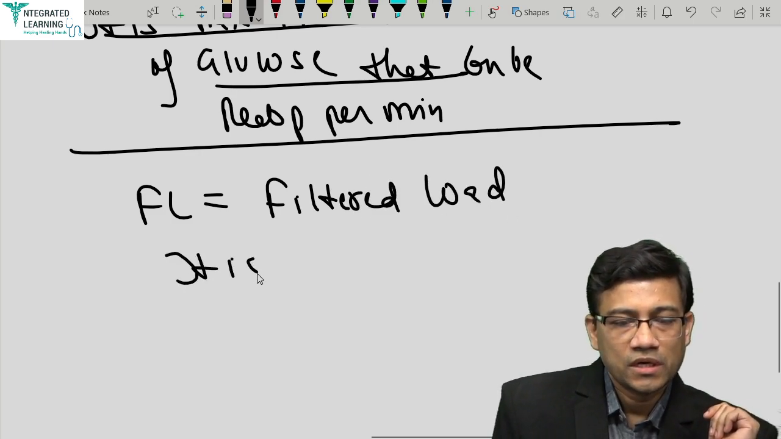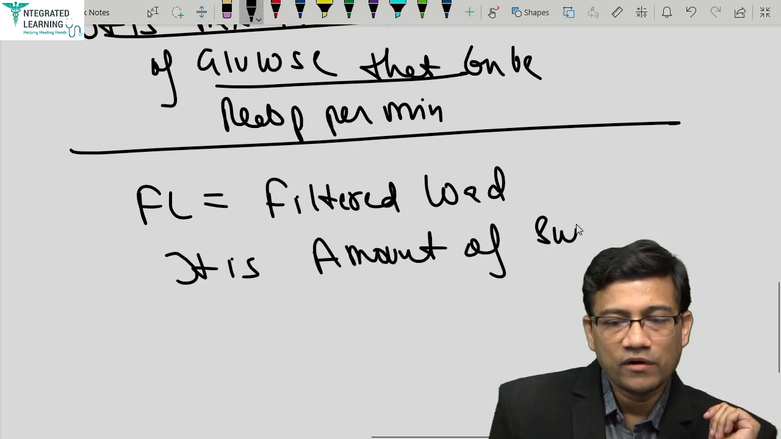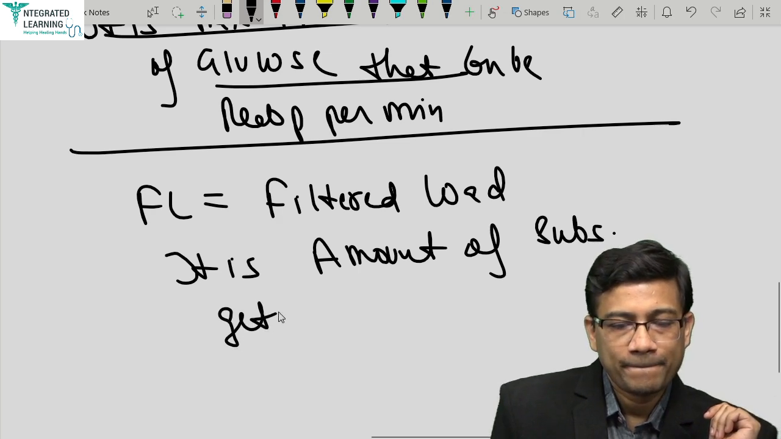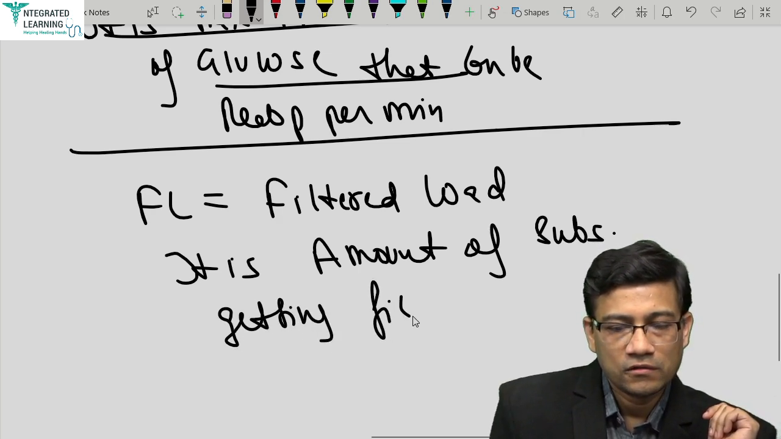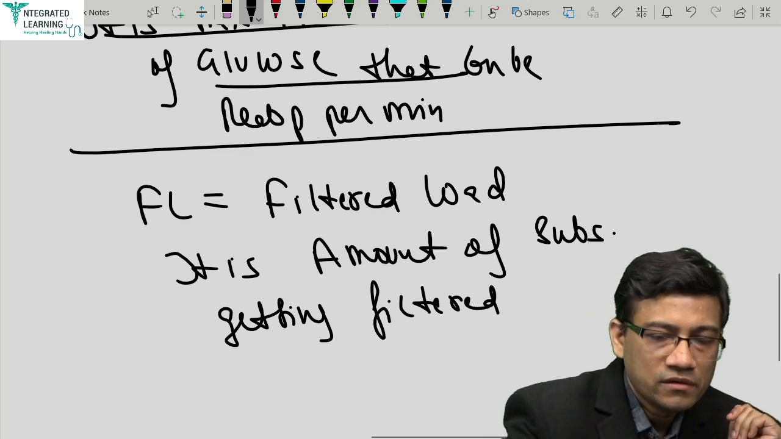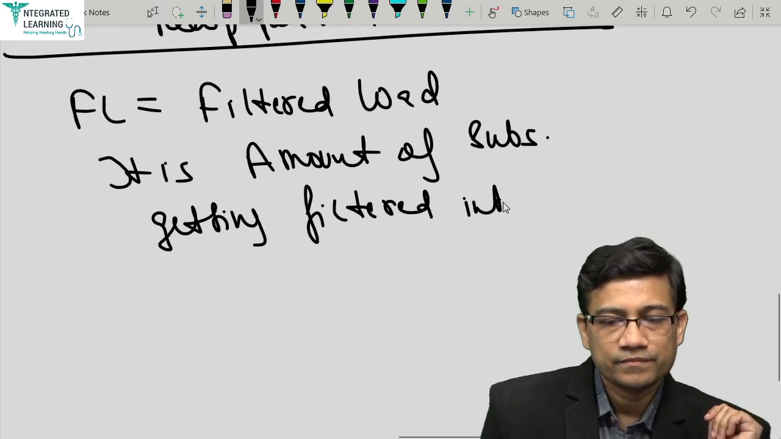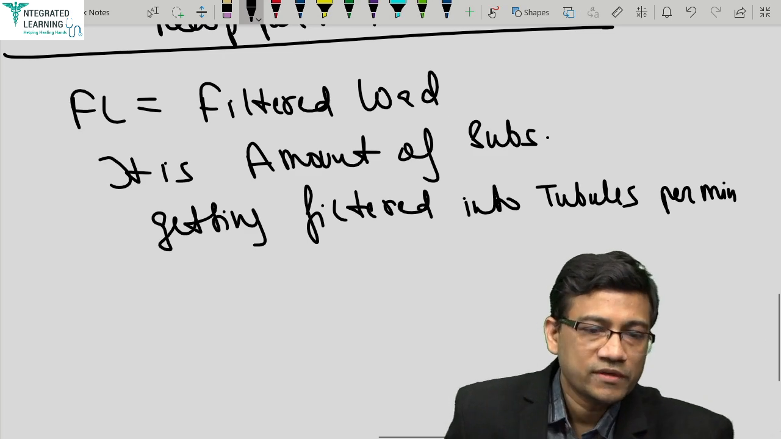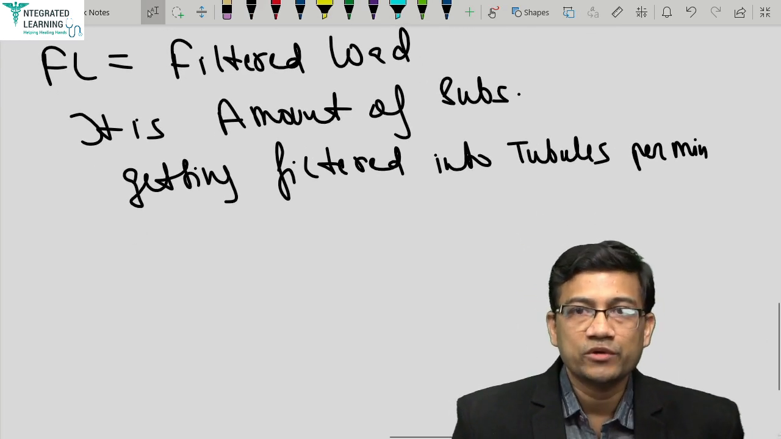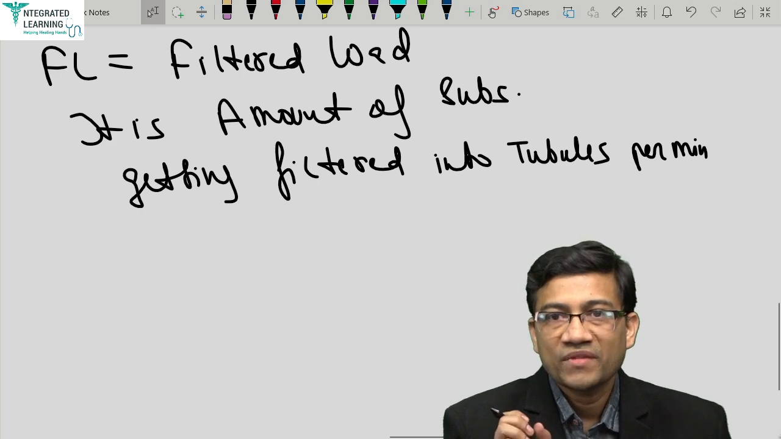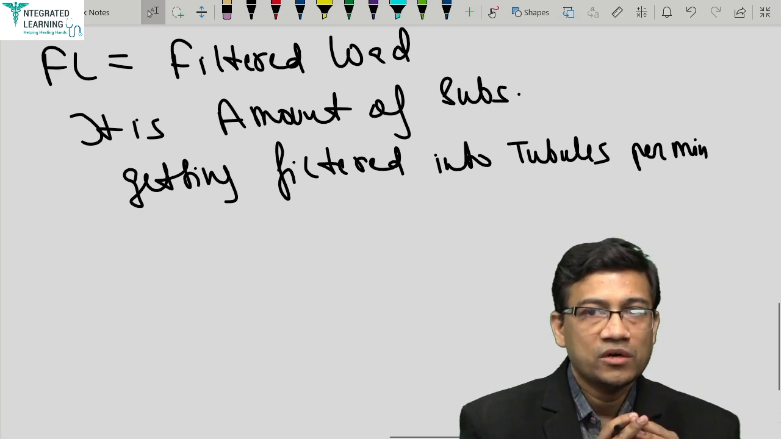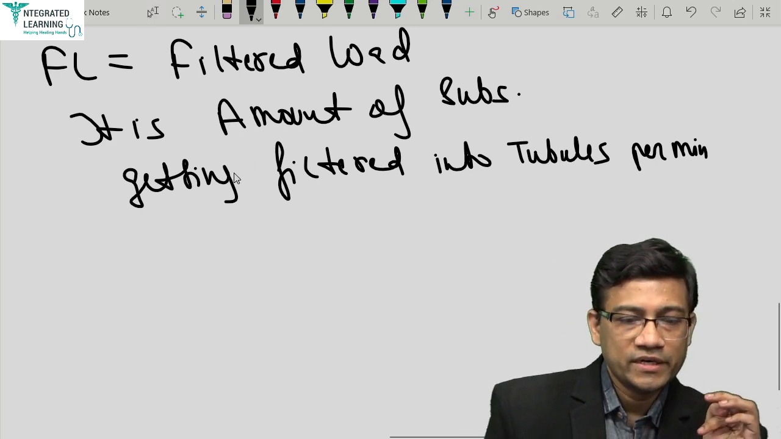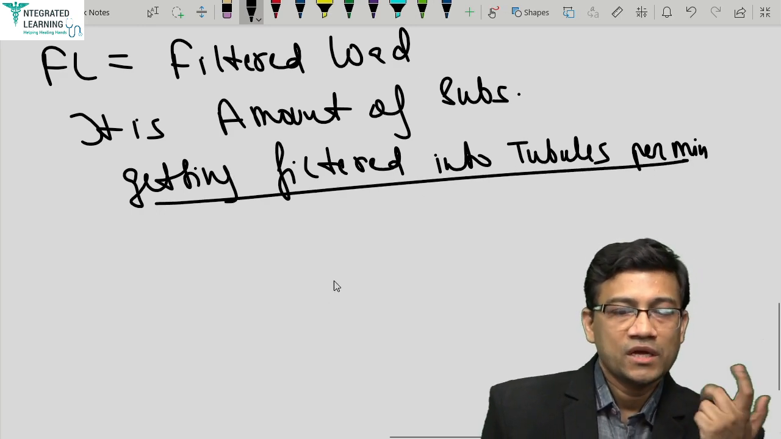Definition: it is the amount of substance getting filtered into the tubules per minute. So the amount of substance which is getting filtered into tubules per minute is called the filtered load. Is it clear? Done. So how will you calculate it?